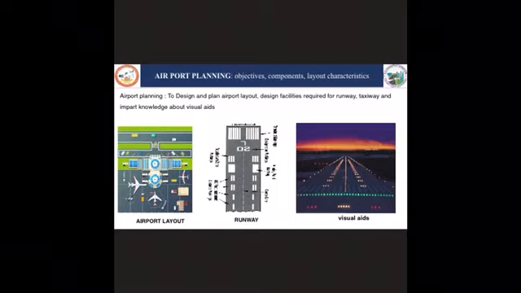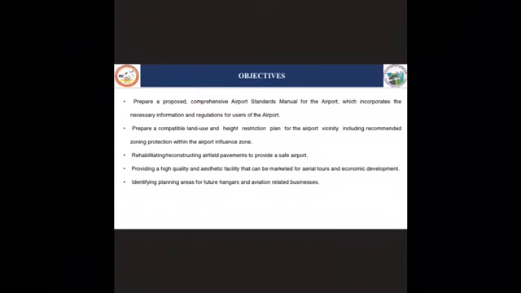Now we'll move on to airport planning. What is airport planning? Why does it have to be done? We also look into the different components of the airport. We do airport planning to design and plan an airport and design the facilities that are required for the runways and taxiways, and it also imparts knowledge regarding the visual aids, which include the airport markings and the lights.